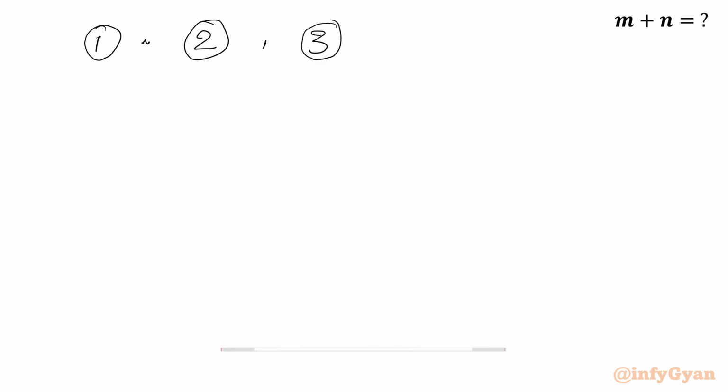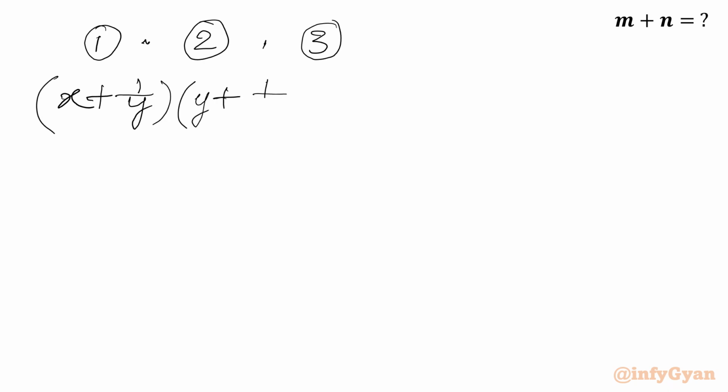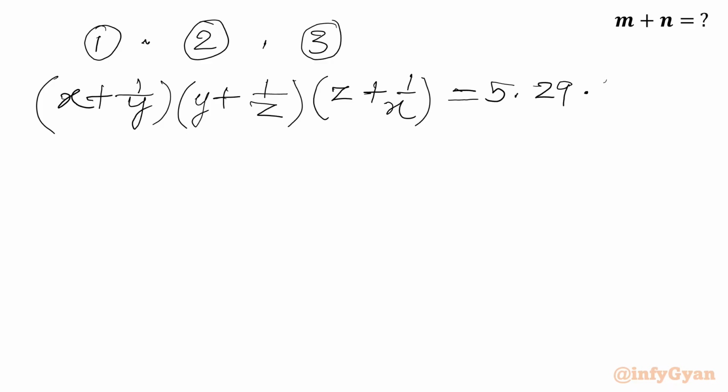Let's write all the LHS: x plus 1 over y times y plus 1 over z times z plus 1 over x. In the RHS we have 5, so we will multiply 5 with 29 times m over n. Let's multiply. We'll multiply these two brackets first.